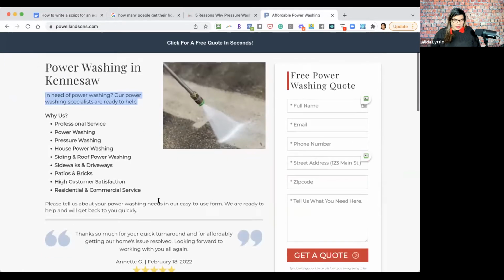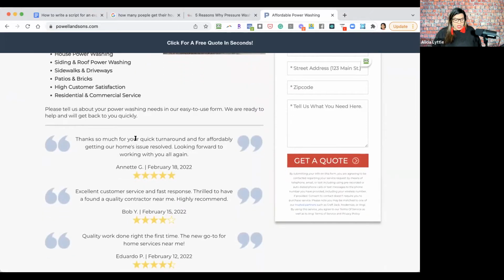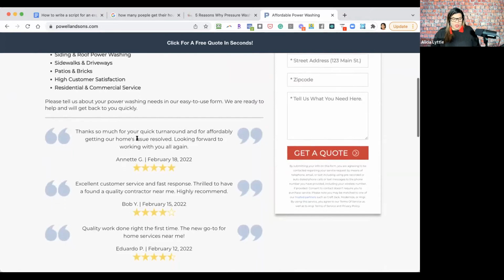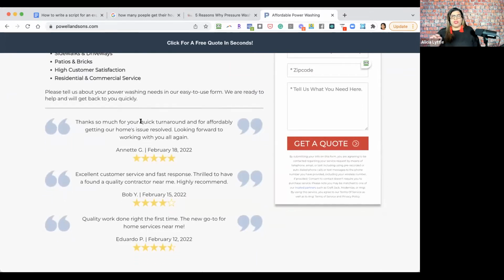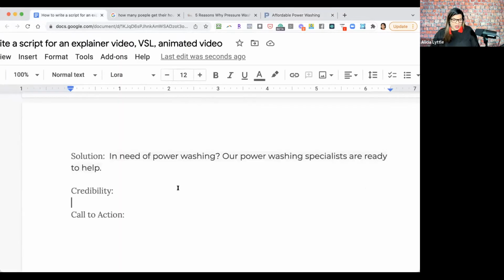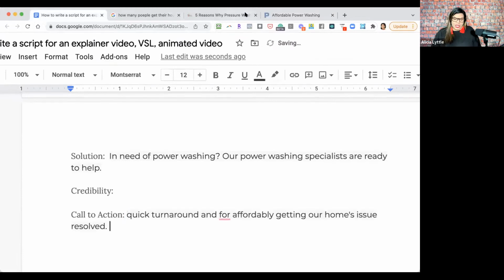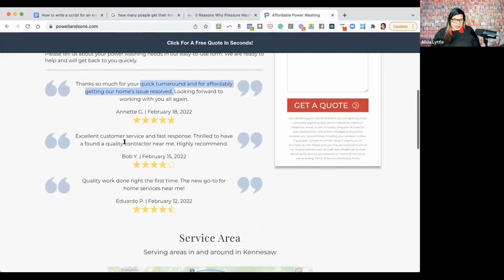And I like that they're like, we are ready to help. We'll get back to you quickly. So people, the testimonials that they're putting here, I'm going to look for what people are saying in their testimonials for my call to action: quick turnaround and affordability, and getting home issues resolved. This one has everything that I want in there in the call to action. Let's go back. Excellent customer service and a fast response.